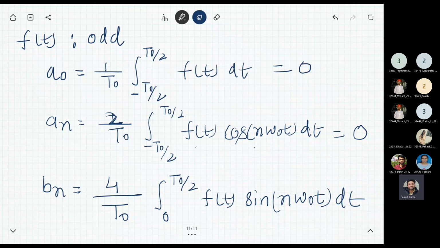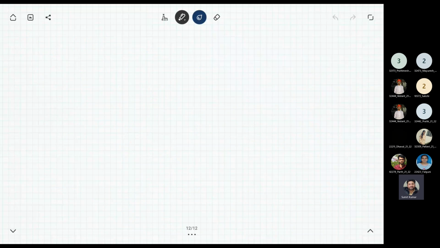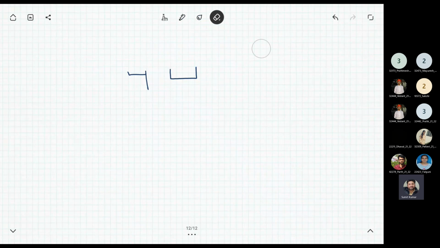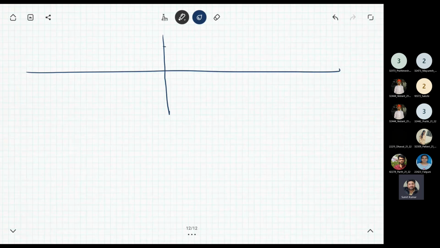Okay, so let's take an odd signal. So it is 1 and then it is minus 1, then again minus 1 and then again 1. Let me draw it again. The signal is like this: for half period it is 1 and for the next half it is minus 1.